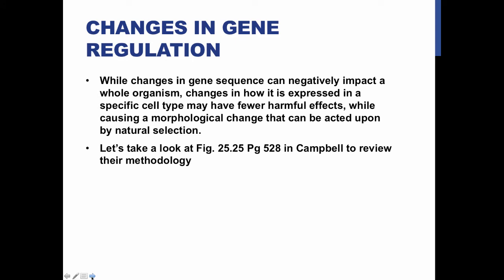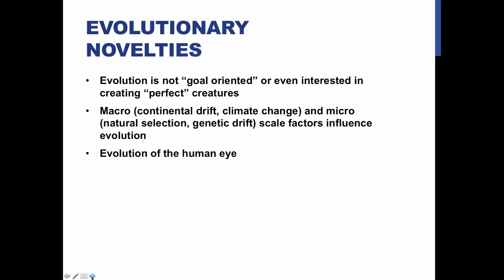We can also have changes in gene regulation, and we can also talk about the idea of evolutionary novelties. So evolution is influenced by a variety of different factors, but it isn't goal-oriented. It doesn't proceed in a direction per se, and the human eye is a good example of that.